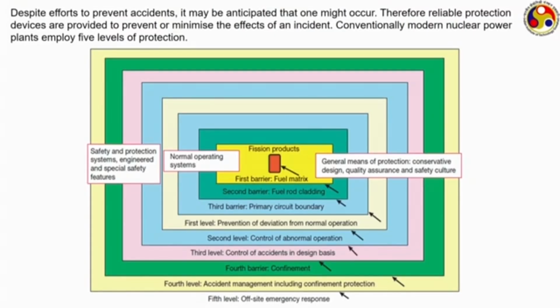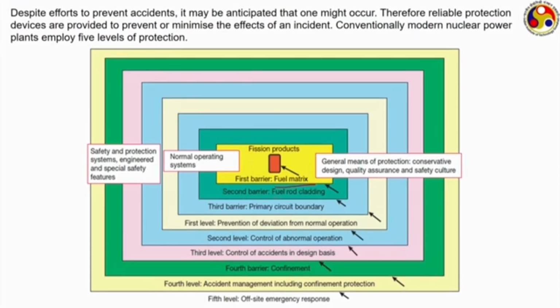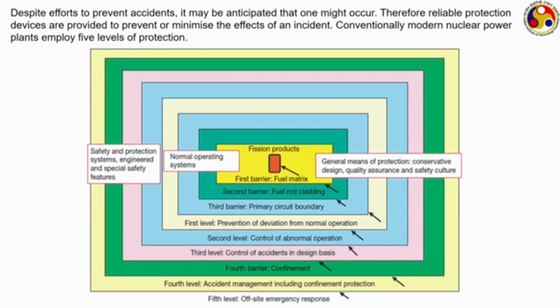So, in this diagram, the 4 physical barriers that we have talked about are the fuel matrix, then the cladding, then the primary circuit boundary, and here we have the fourth one, the confinement, which does not allow the radiation to come out. But after the third level, if even the third level fails, then we have a real accident situation, and now we need to go for some kind of accident management technique. That is where the fourth level is. It is the outermost layer of protection in a nuclear power plant, which looks at accident management, including confinement protection.